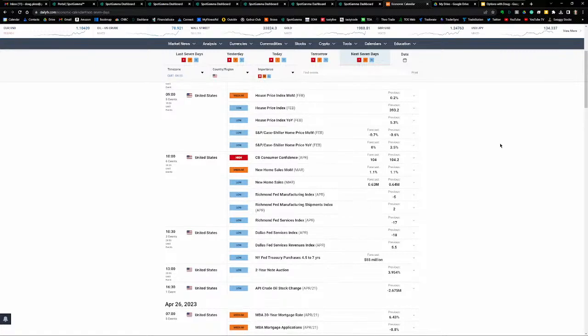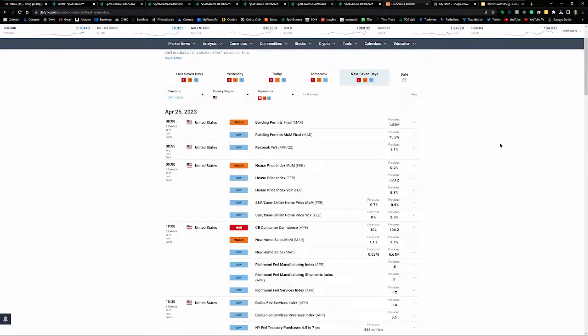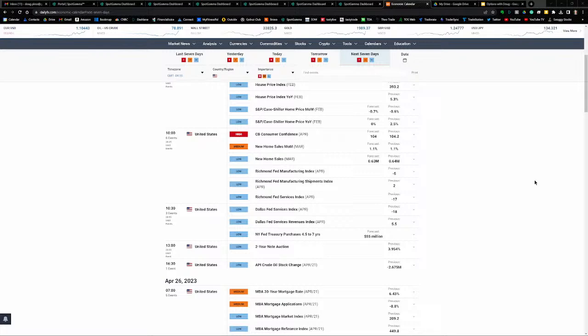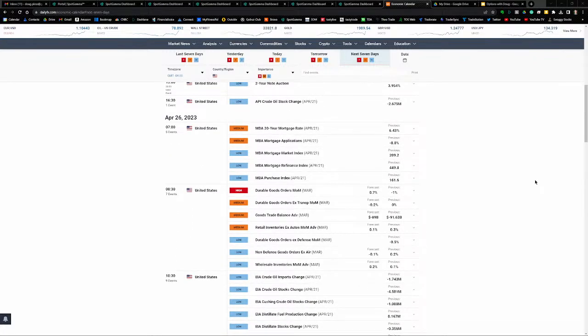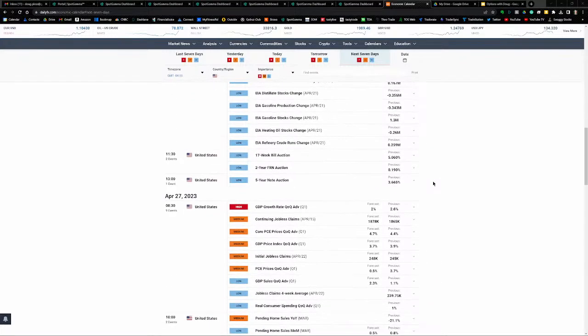economic data for the week. There are a few higher impact data releases this week. First of all, tomorrow, and I don't know how high an impact that's going to be, consumer confidence tomorrow at 10 a.m. And then on Wednesday the 26th, this may be a little bit higher impact, durable goods orders, 8:30 a.m. Eastern Time. And then on Thursday, GDP at 8:30 a.m. Eastern Time.